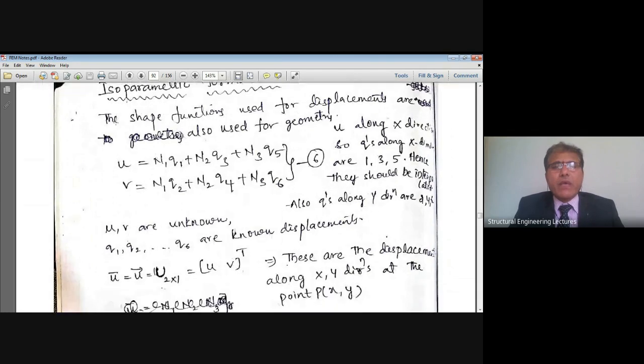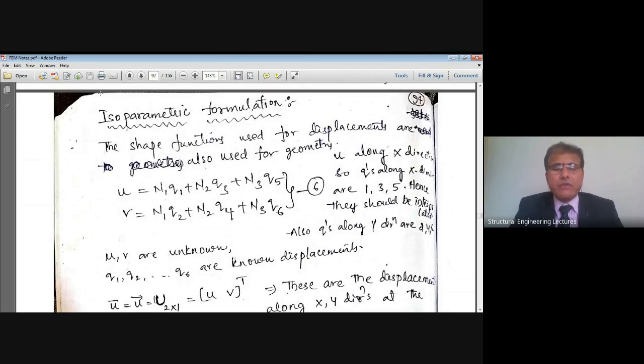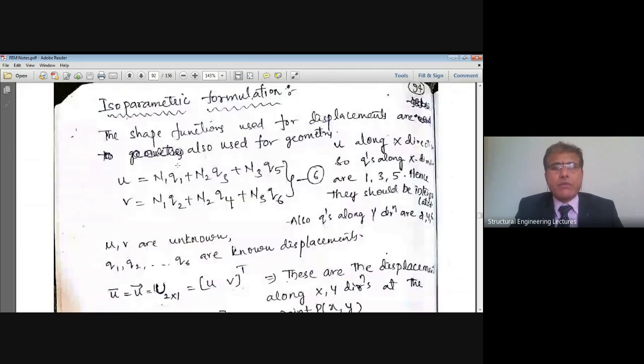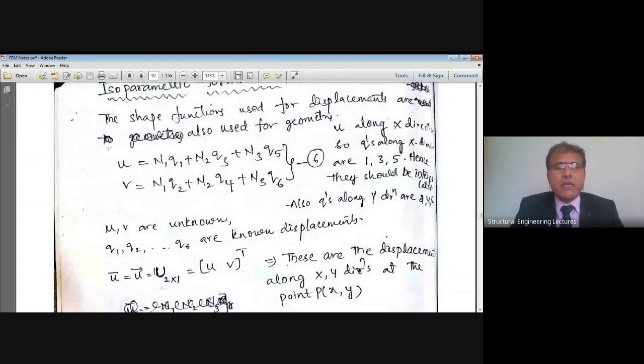Right, isoparametric means iso means same, parameter means the shape function, right? The same shape function of the same order which was used to interpolate the displacement will also be used to interpolate the geometry. This formulation is what is called isoparametric formulation. Isoparametric formulation, right? Now, let's first write the displacements, right?